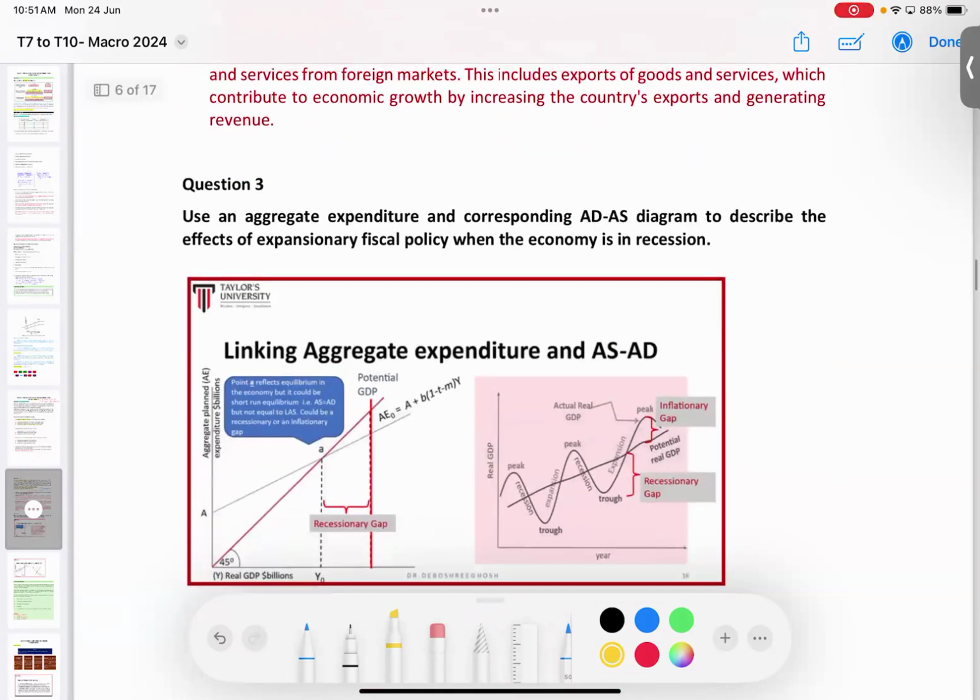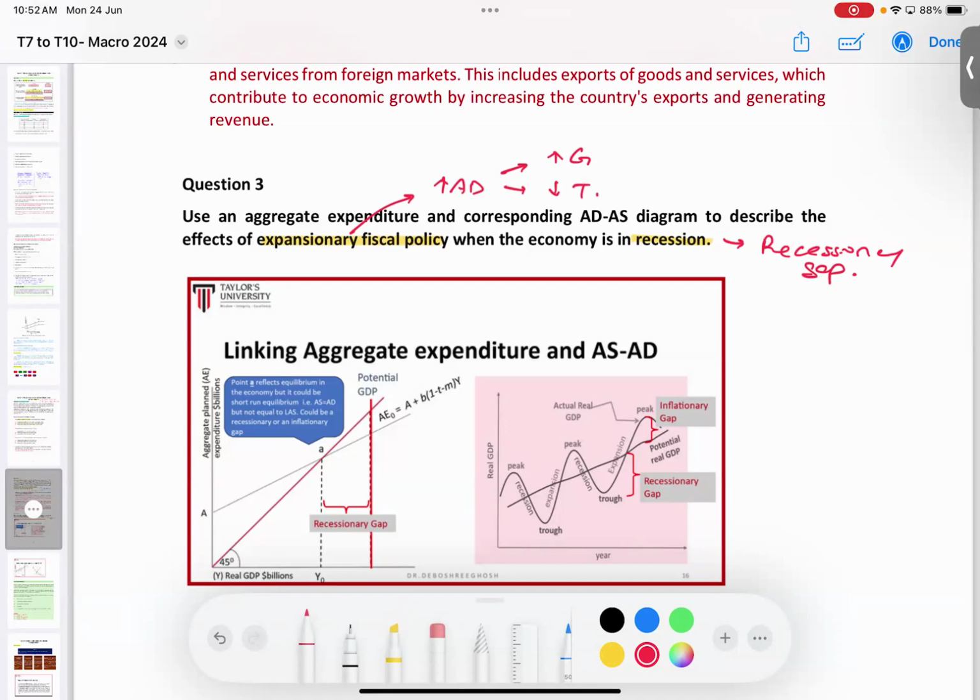Okay, so use an aggregate expenditure and corresponding AD-AS diagram to describe the effects of expansionary fiscal policy when the economy is in recession. So you can see the starting point is recession. That means the country has a recessionary gap. Okay, expansionary fiscal policy is to increase aggregate demand with the use of government spending and lower taxation.